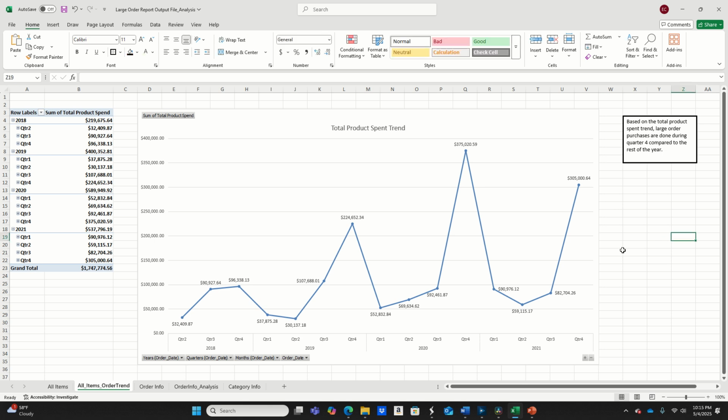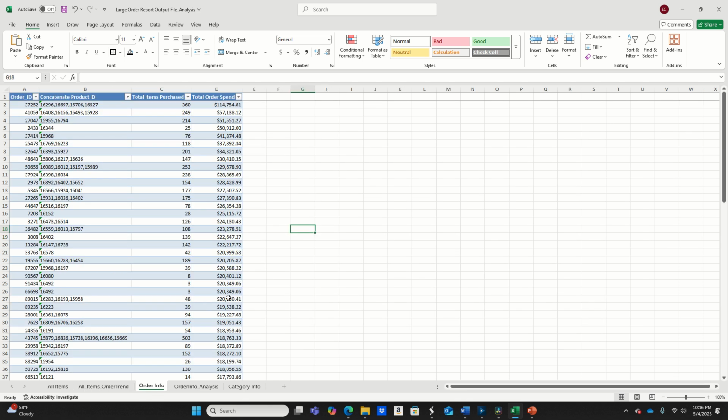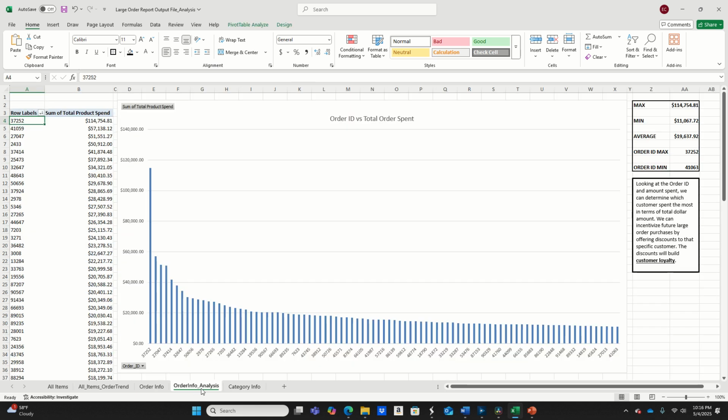And then the next analysis I did was on the order info sheet. So I created a table for this sheet as well, and then did a pivot table. In the pivot table, I used the order ID number and sum of the total product spent.